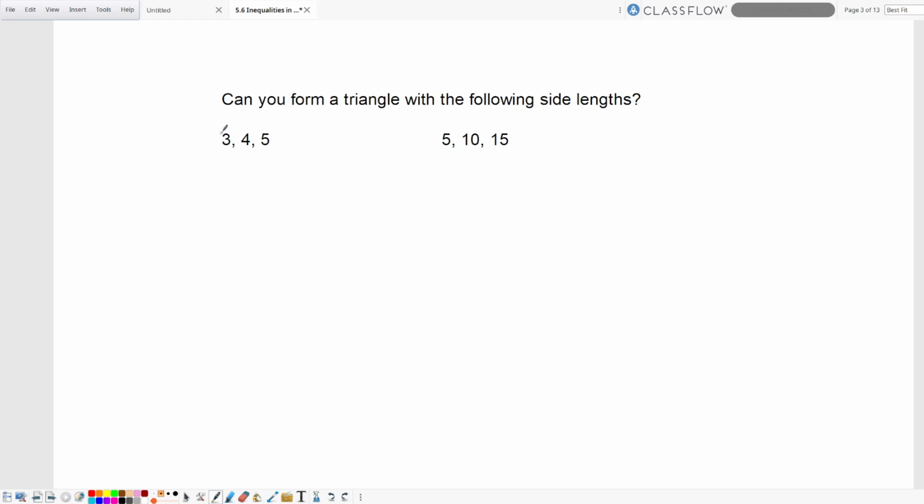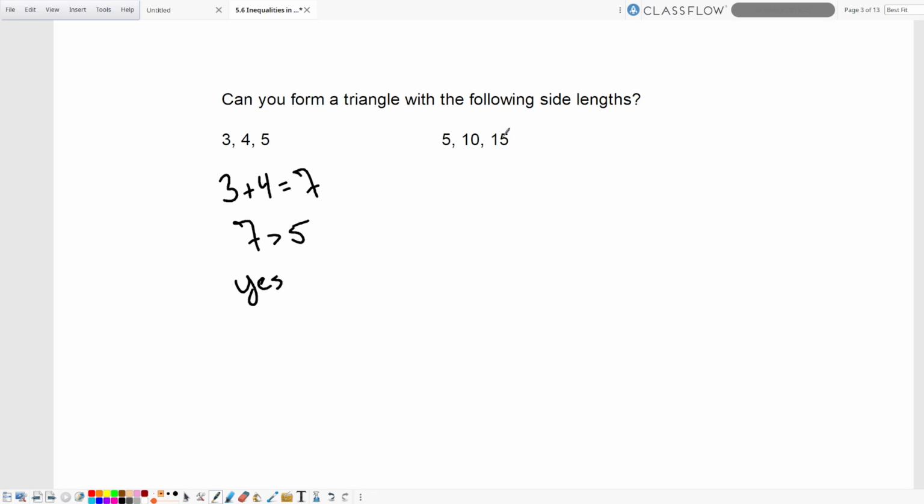So the first one is we have side lengths of 3, 4, and 5. So if I want to determine whether I can make a triangle, I take the two smallest, 3 and 4. You add those two numbers together, and you get 7. Well, 7 is greater than 5, and because 7 is greater than 5, yes, you can make a triangle.